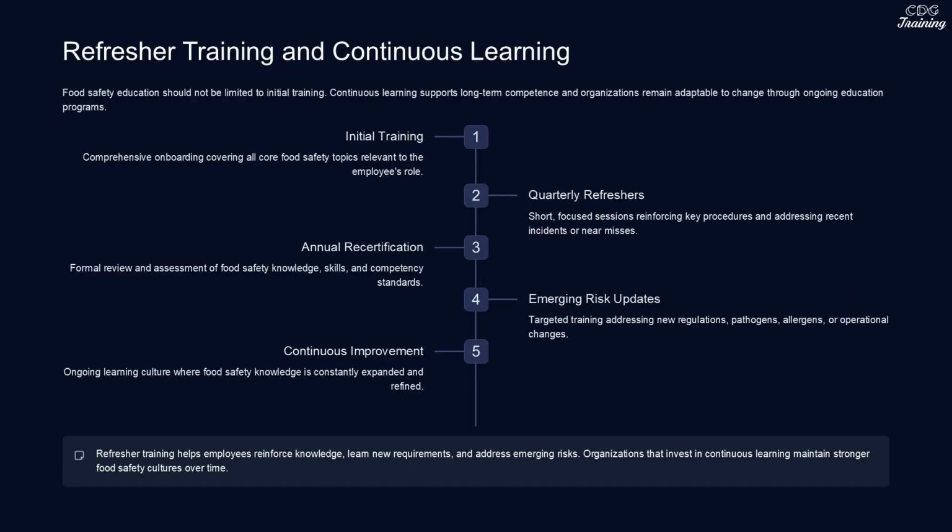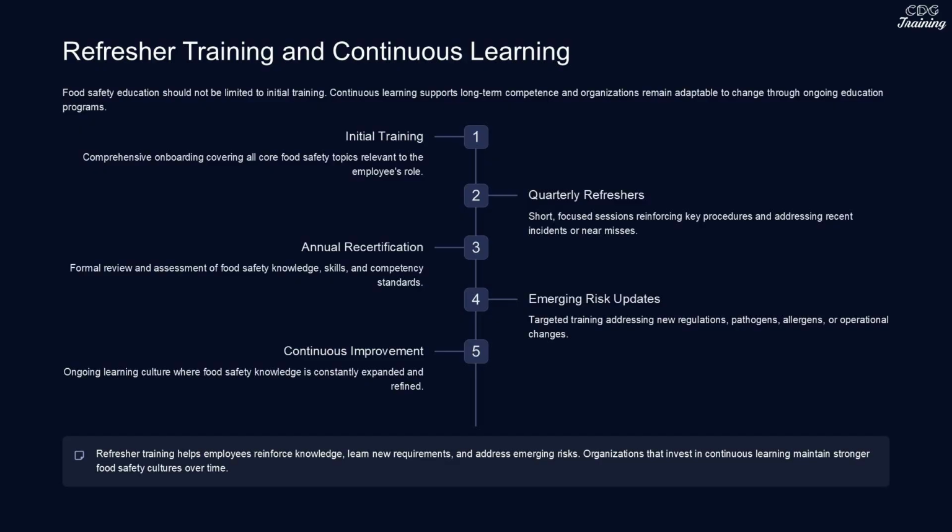Food safety education should not be limited to initial training. Continuous learning helps employees keep long-term competencies and organizations remain adaptable to change through ongoing education programs. By offering initial training, quarterly refreshers, annual recertification, and emerging risk updates, organizations can maintain stronger food safety cultures over time.